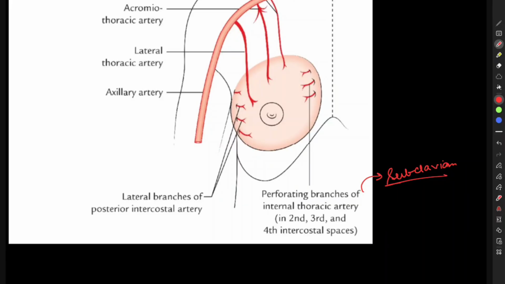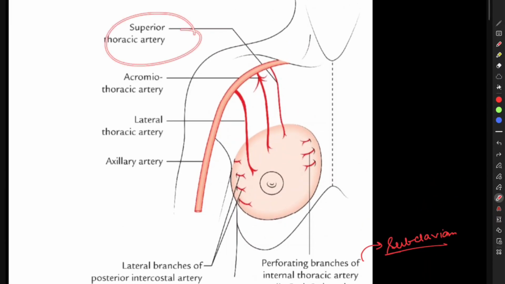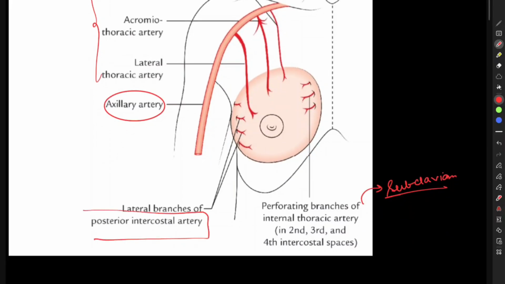The lateral thoracic artery, the superior thoracic artery and the acromiothoracic, or we can call it the thoracoacromial artery, are the branches of the axillary artery. Once again, lateral thoracic artery, thoracoacromial trunk and the superior thoracic artery, which are the branches of the axillary artery. Yes, it is written here, so the branches of the axillary artery. After that, the lateral branches we have from the posterior intercostal artery.